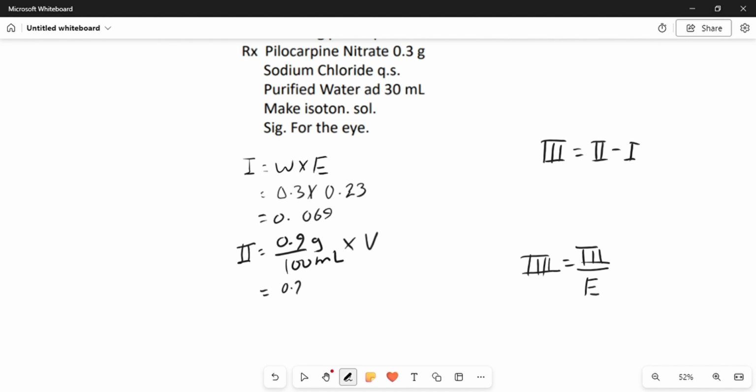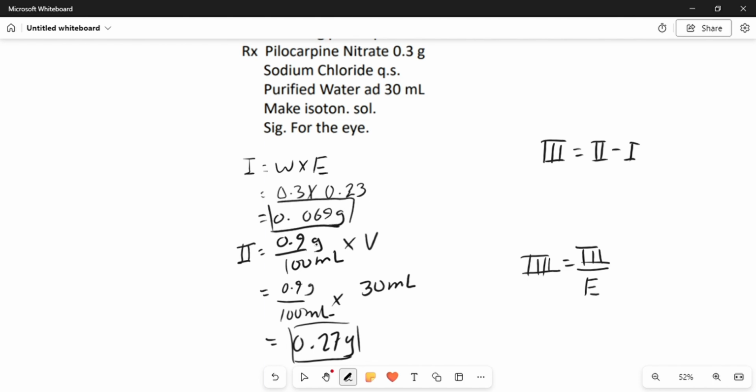For step 2, this will be times the volume. So 0.9 grams over 100 ml will be times the volume, which is 30 ml. So we will yield 0.27 grams. So that's step 2, and here is step 1. Actually this 0.9 over 100 ml is a constant, and it is taken from the normal saline, which is 0.9% of NaCl.